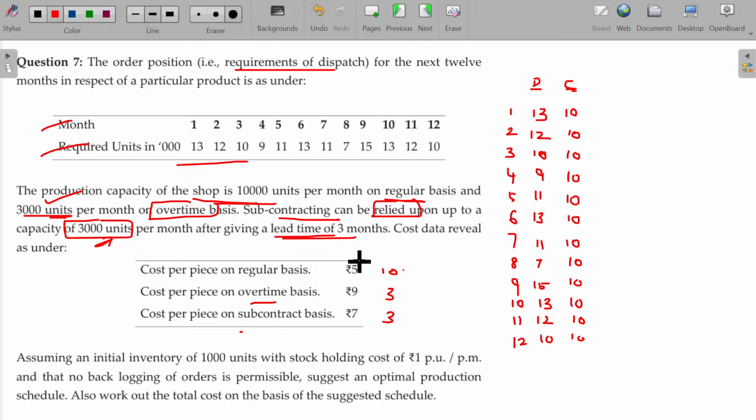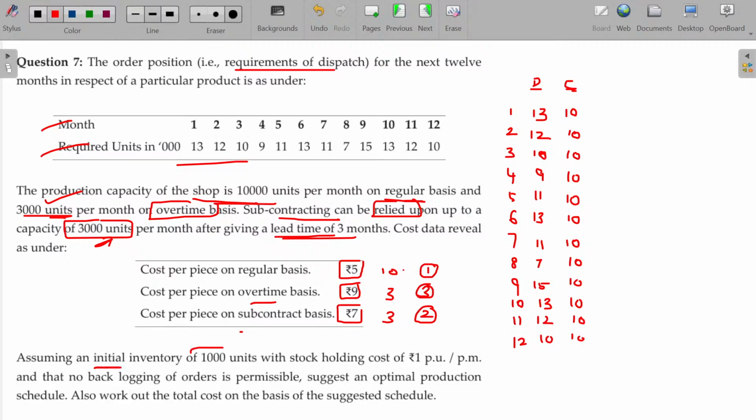The cheapest one is regular basis. So you have to choose the first option being regular basis. If you don't have the options of producing or the shortage is there, then you can depend on second option being subcontracting. Even if you are not able to produce using the subcontract, then we don't have the options. We have to go for the last option, overtime, which is the third option.